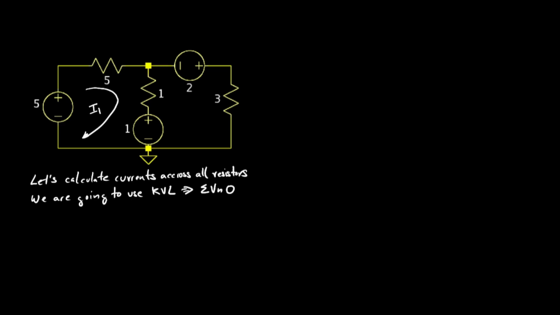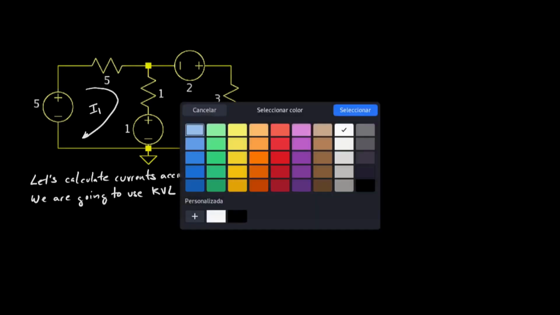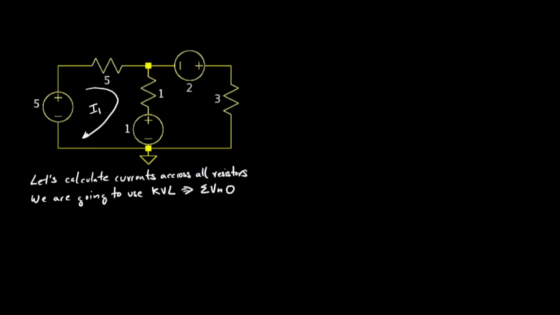Look at the mesh on the left. I drew I1, and let's use another color to draw the current around the second mesh. I can draw these currents in any direction I want. But once I draw these currents, I have to mark the voltages across the resistors due to this current.